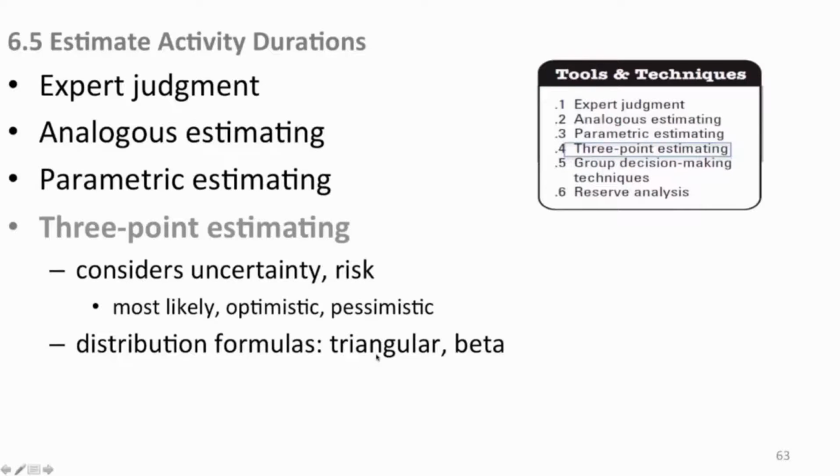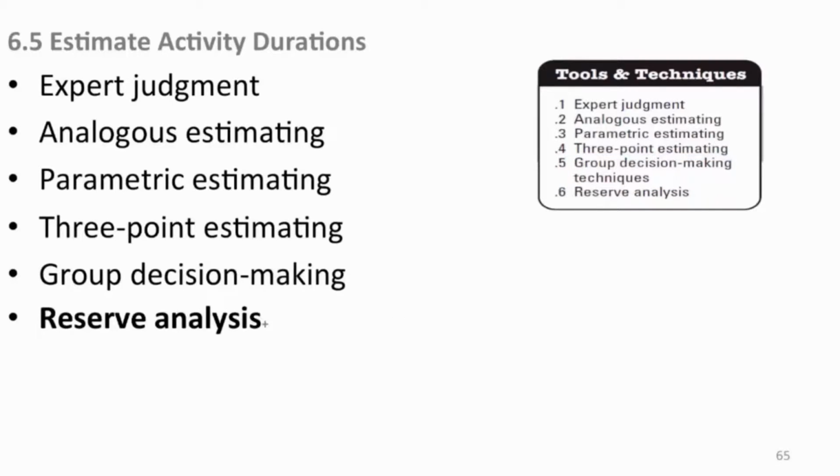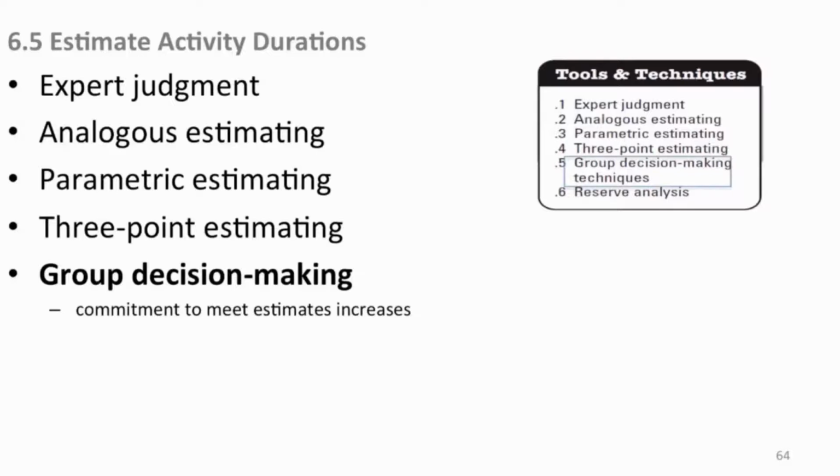triangular and beta. And just like we said there, group decision making is part of all this kind of stuff. You don't use just one of these. You use a combination of them. They all work together. You don't even know it sometimes. But the group decision making, if you want to talk specifics, is what we did, a commitment to meet your estimate. In fact, here it says, and this is important, you get commitment to meet estimates.